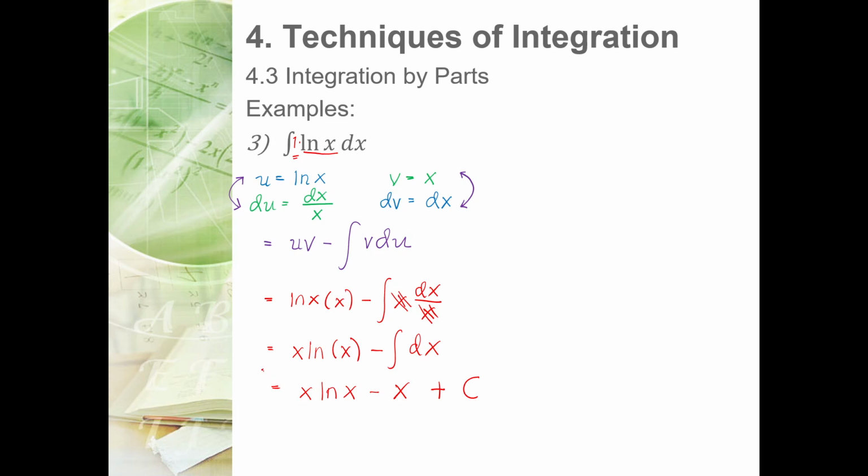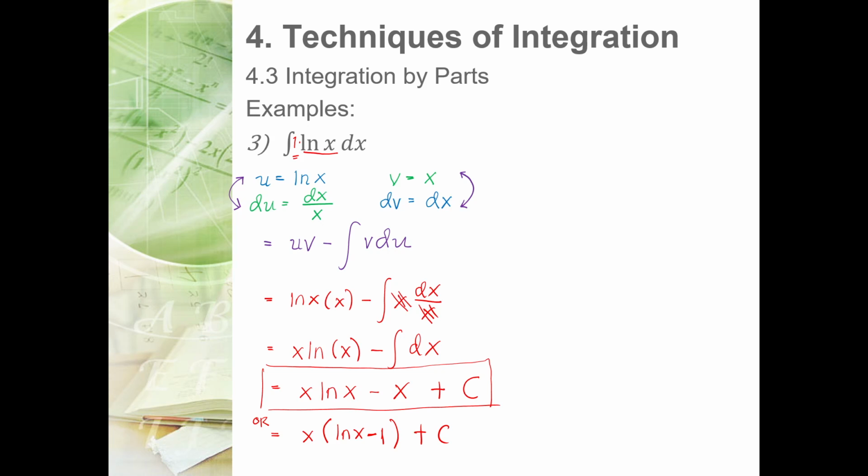So this could be one answer. It can also be accepted as an answer if you have x times ln of x minus 1 plus c. So you can also have this answer here. Okay, questions?